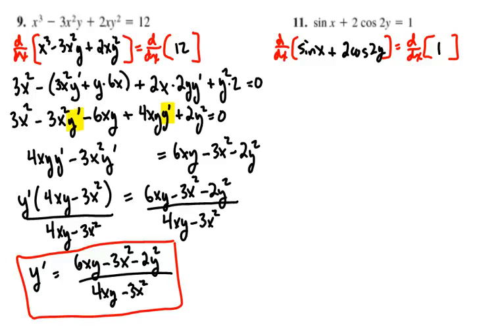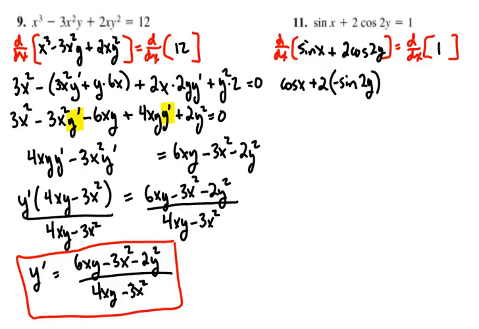The derivative of sine x is just cosine x. Now the derivative of 2 cosine 2y, which is a chain rule in itself, is going to be, first of all, the 2 is a constant multiple, so it's going to be 2 times the derivative of cosine, which is negative sine. Leave the inside alone, which is 2y. Then we're going to multiply that times the derivative of 2y, and the derivative of 2y is 2y prime. And the derivative of 1 is 0.